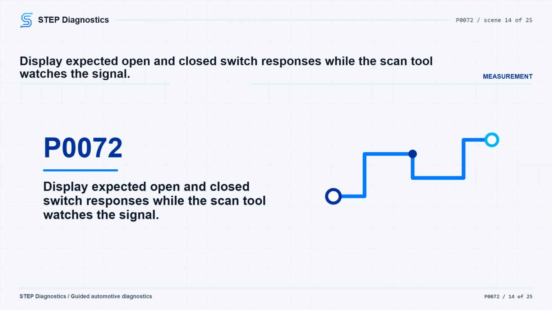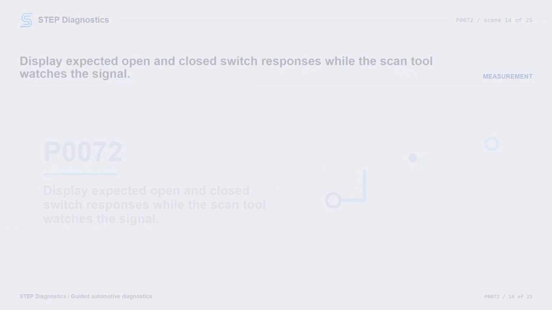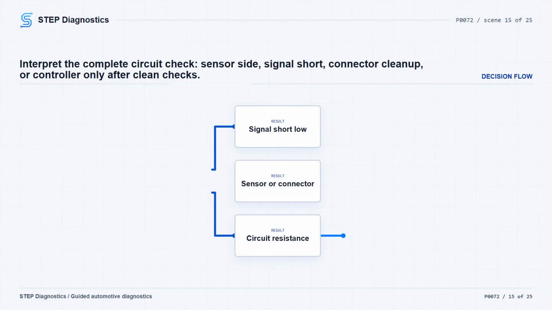Then use the adjust position to vary resistance, while monitoring the ECU signal voltage on the scan tool. If the circuit responds correctly open and closed, the ECU and wiring are being exercised properly, so the sensor or its immediate connector becomes the main suspect. Inspect the sensor connector closely before condemning the sensor.